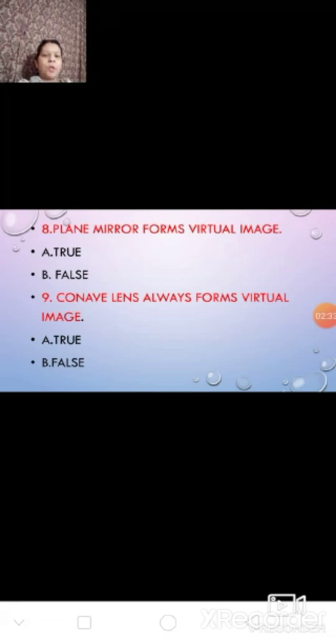Here comes true or false. Plane mirror forms the virtual image, say whether it is true or false. Ninth one, concave lens always forms the virtual image, true or false. So children, again, as I am telling you, in Wednesday's live session we had a good talk on the virtual image, on the real image, on your plane mirror, then your spherical mirrors, then the concave and the convex lens. Think over those points and then give the answer.